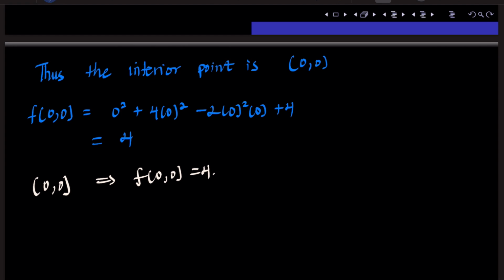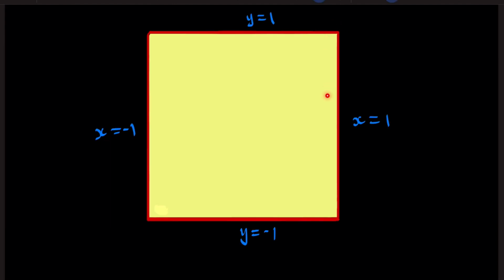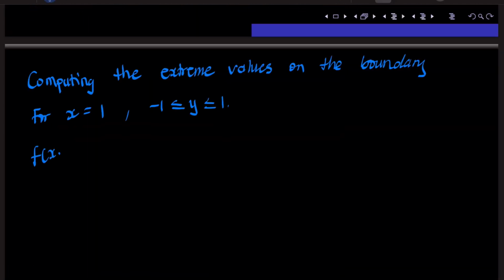So we now move on to solve for the critical points on the boundary of the given rectangle. Let's start with the right boundary. So when x is equal to 1, the y values lie in between -1 and 1. So we are going to have our function f(x, y) to be given as x squared plus 4y squared minus 2x squared y plus 4.